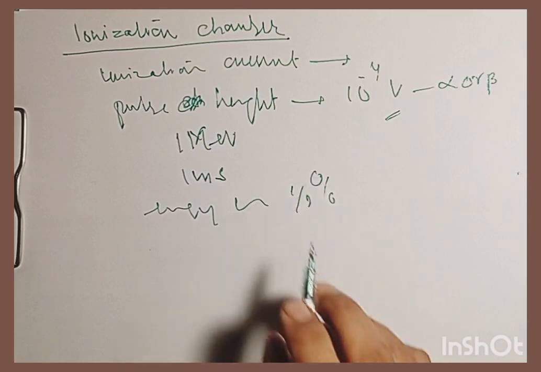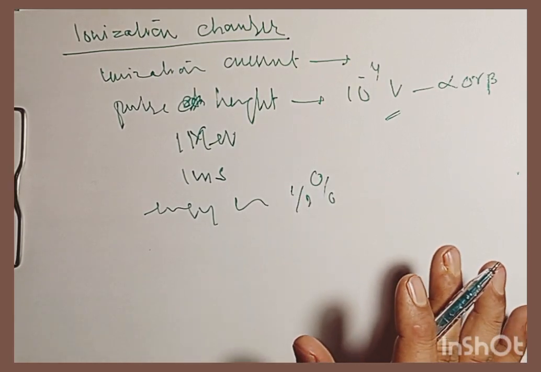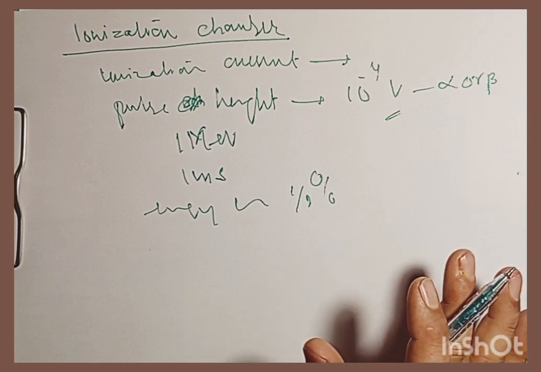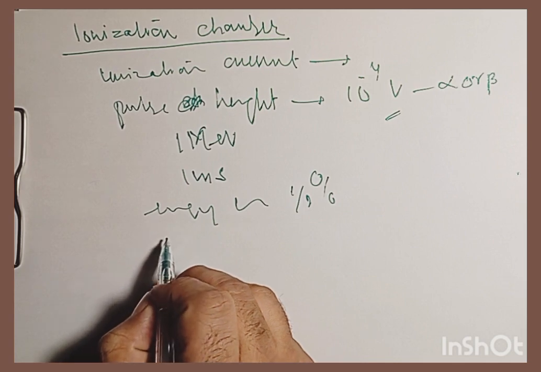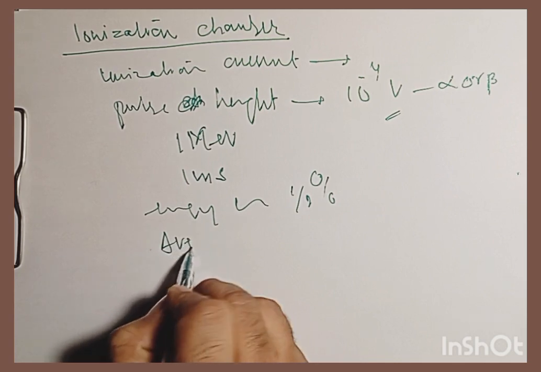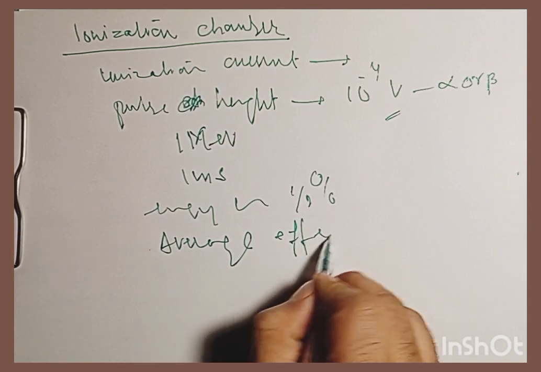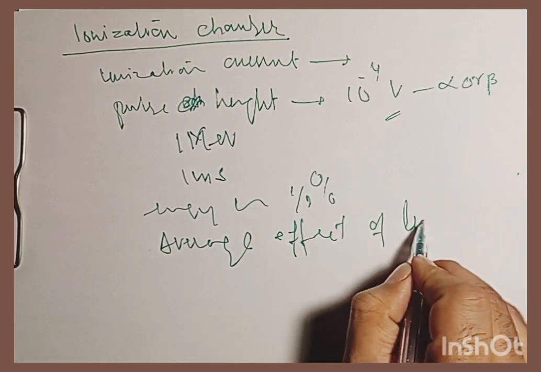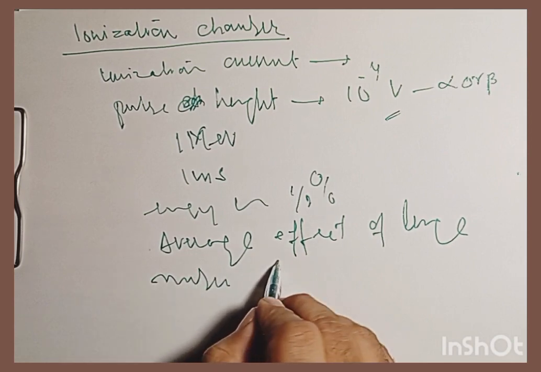1/2%. And the ionization chamber does not give the count of individual particles. What it gives us is the average effect of a large number of particles.